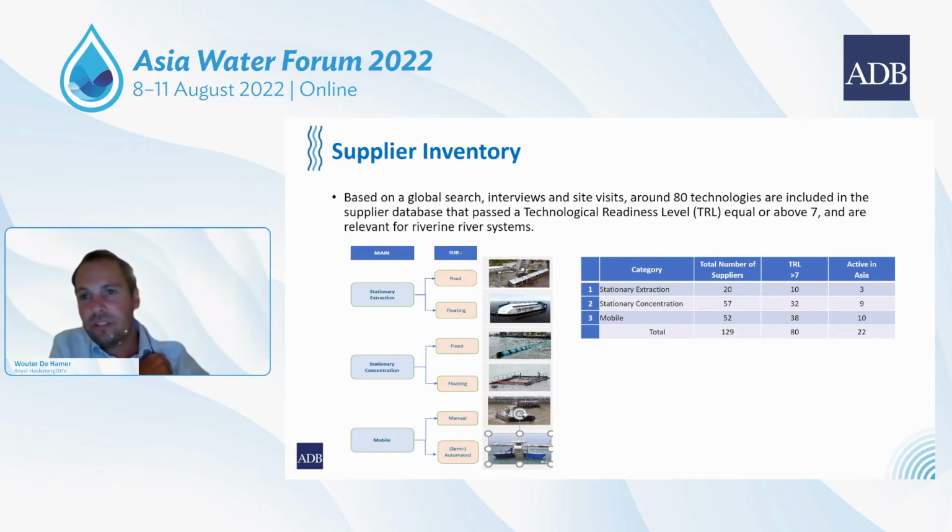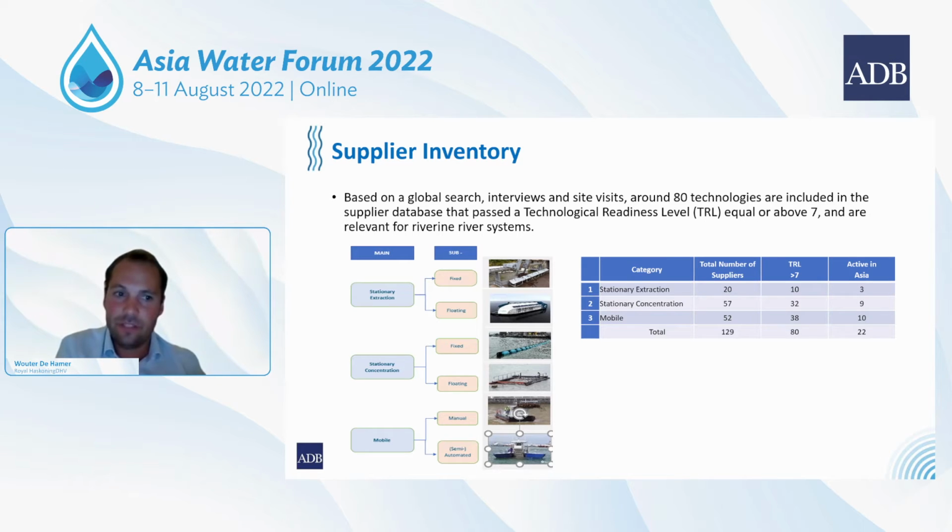We have structured the technologies in several classifications. So you have what we call stationary extraction. These are quite advanced systems that do everything themselves. They collect the plastic out of the water, put it in a bin, and then you float the device to the shore, and there the bins will be collected by a waste management company. You have fixed systems and floating systems.